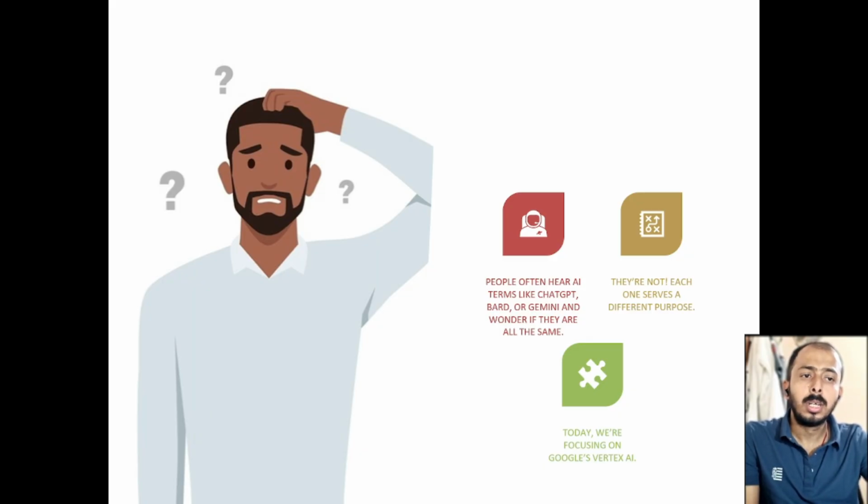You probably noticed every few weeks there is a new AI tool: ChatGPT, Bard, Claude, Copilot. Everyone's talking about how this one is better or that one is smarter. And then suddenly Google launches something called Vertex AI Studio. And you are like, wait, another one? What's this even for? Trust me, you're not alone.